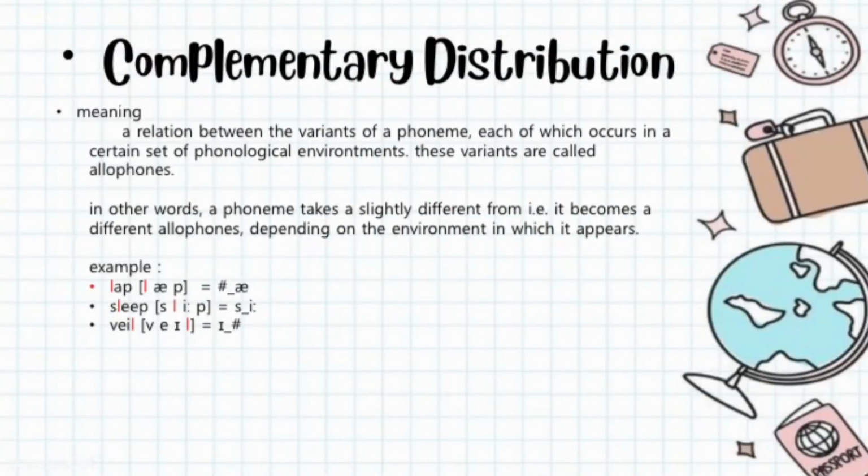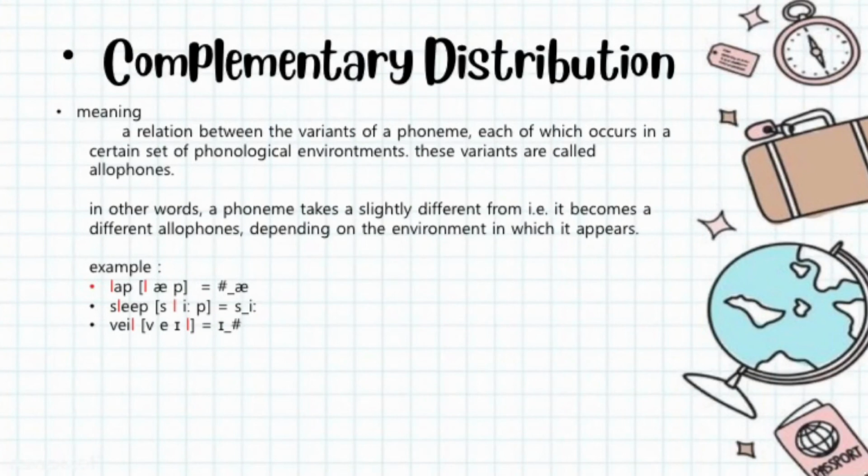The last material is complementary distribution. Complementary distribution is a relation between the variants of a phoneme, each of which occurs in a certain set of phonological environments. These variants are called allophones. In other words, a phoneme takes a slightly different form. It becomes a different allophone depending on the environment in which it appears, like the examples lap, sleep, and veil.